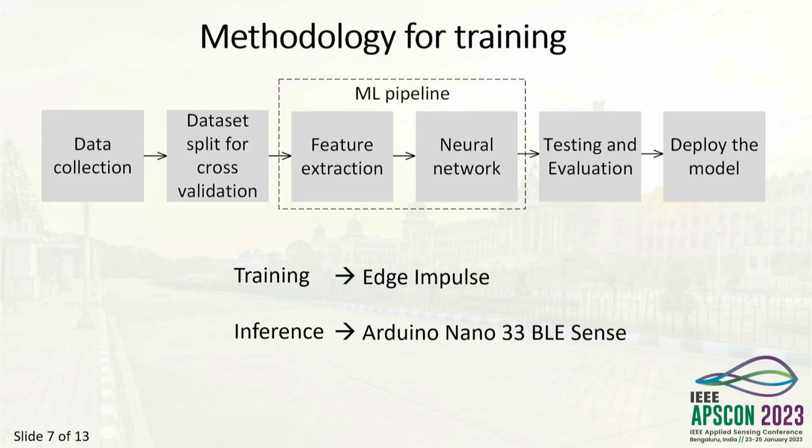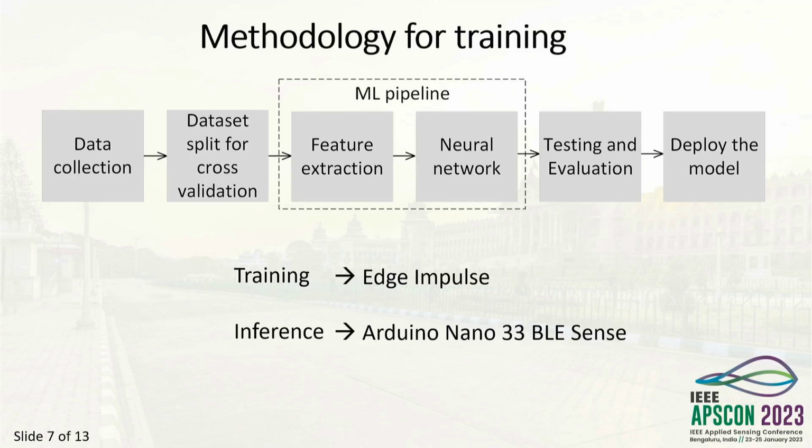So after the data has been collected, we have split the data so that we have some data for the validation and the test. The training set data, which is 60% of the data collected, is then used for creating the machine learning pipeline. For embedded machine learning, we don't just feed the raw data directly into our black box neural network. We first do some feature extraction, and then the features extracted from our raw data are given as an input to the neural network.